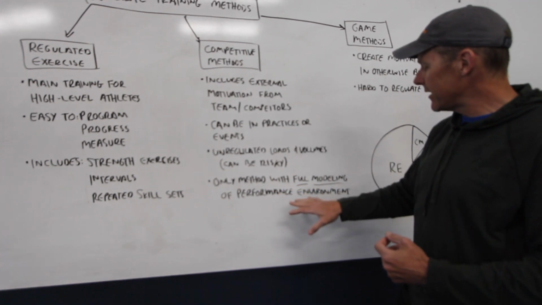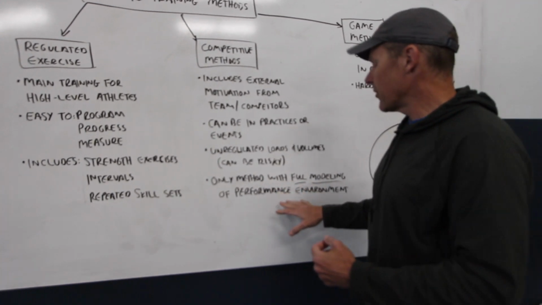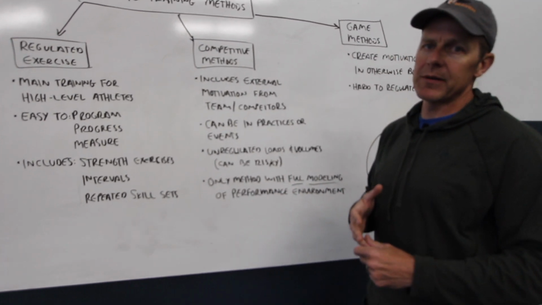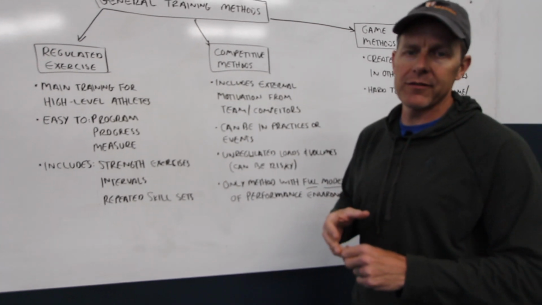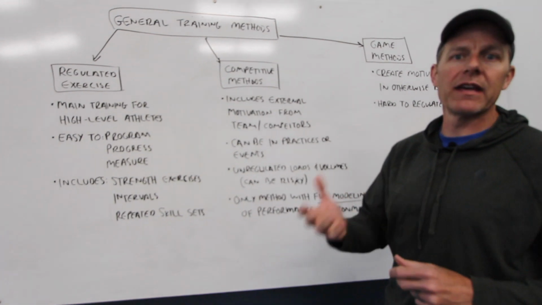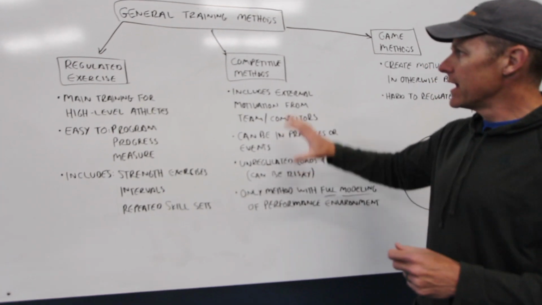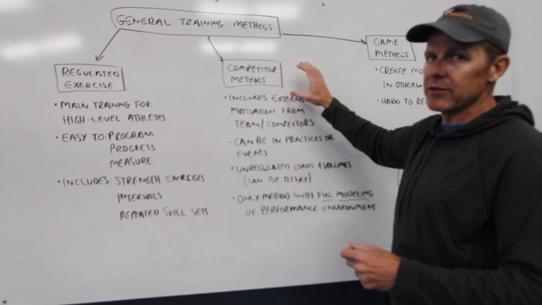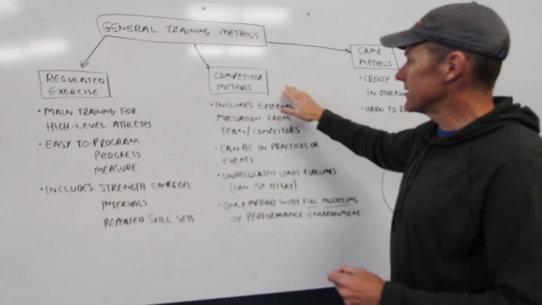But it's the only method with full modeling of performance. You try harder in competition, and you try harder in performance environments, like on-sighting at a gym that you don't normally go to, things like that. And so the competitive method can be really useful. We don't want to overuse this.